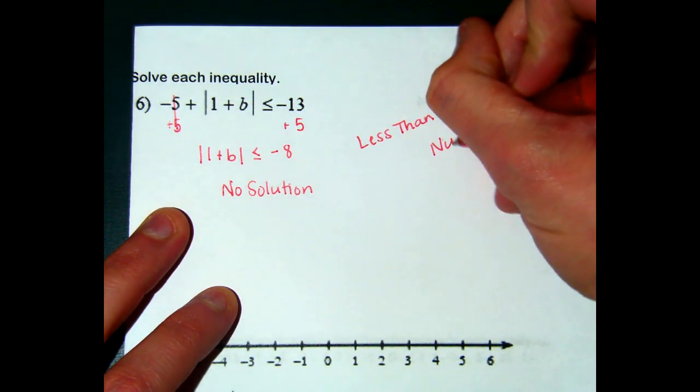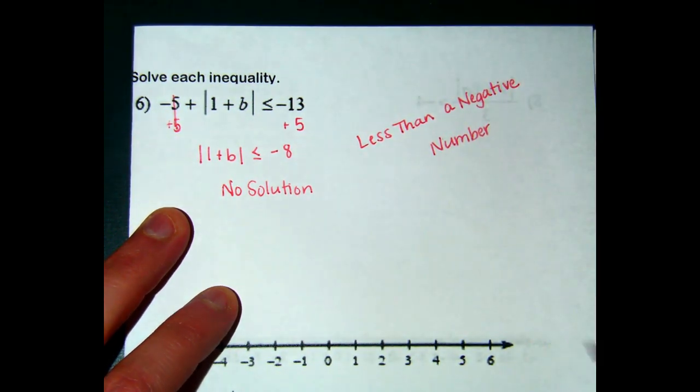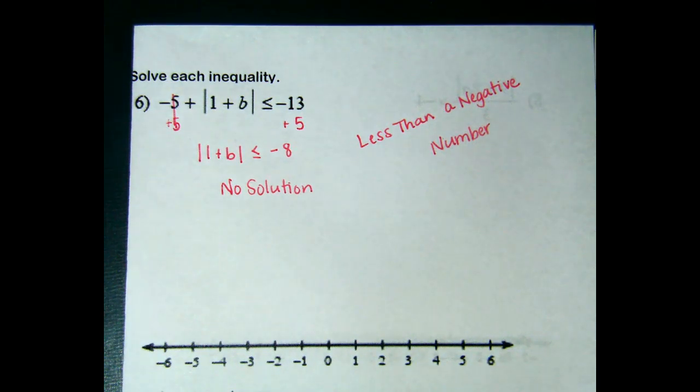So we can have a compound inequality with either and or. We can have all real numbers, or we can have no solution.